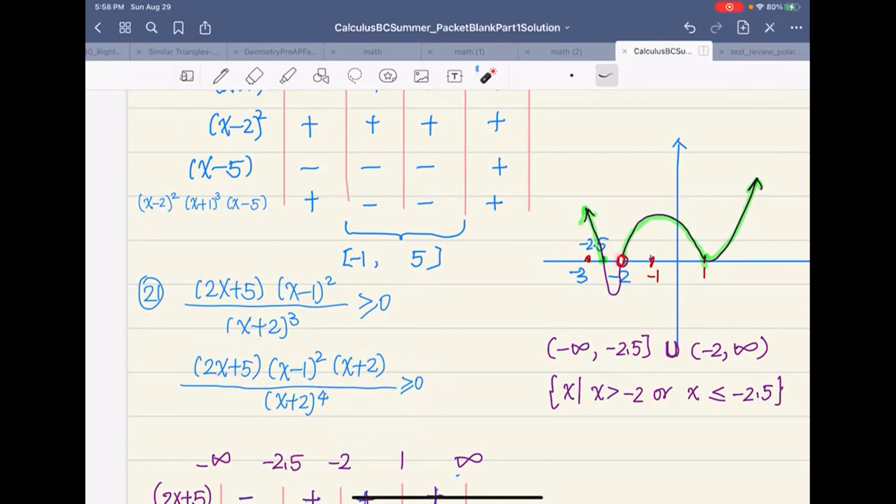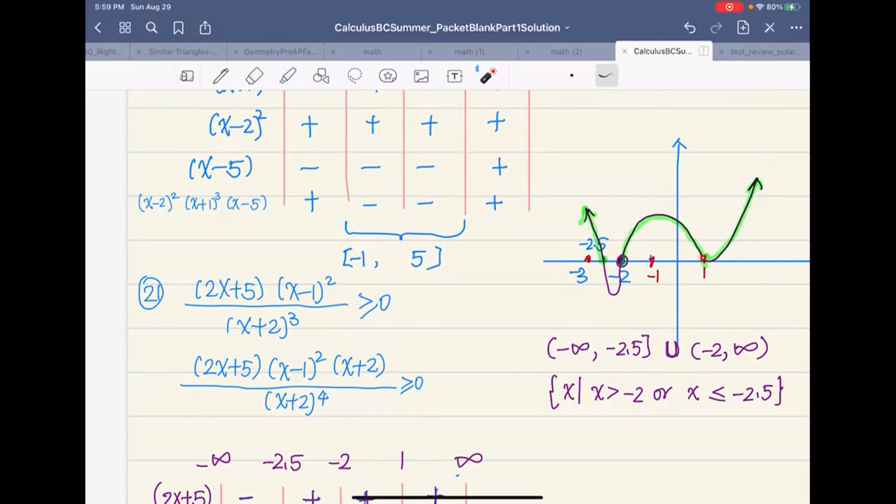-2.5, -2, and 1. So you go 1 plus 2 plus 1 is 4. It's an even number. So there you will pull down by this. This is a crossing point. And then you will pull up by this -2. At the location of 1, this has order of 2, and it's a bounce point, bounce up. You want this to be bigger than or equal to 0. Oh, there is okay. The numerator can be equal to 0.